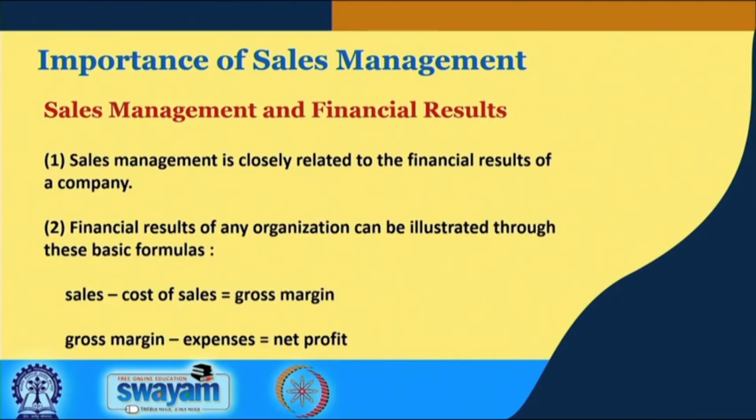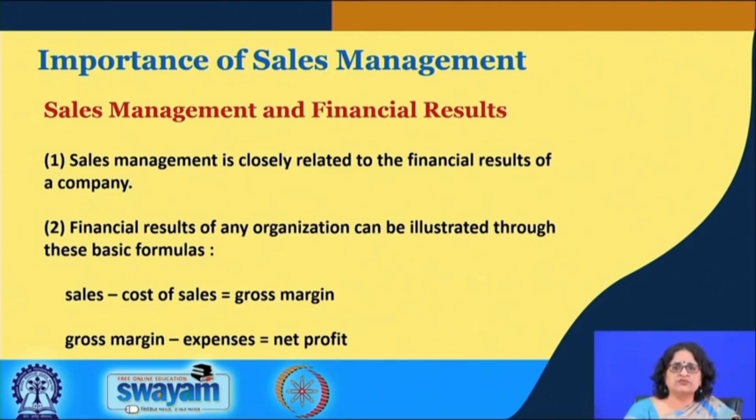Now, talking about the importance of sales management, sales management contributes directly to the financial results of a company. The financial results of a company are actually illustrated through two formulae. One where we talk about gross margin, and two where we talk about net profit. So what is gross margin? Gross margin is the sales minus the cost of goods sold, or the cost of sales. And once we get the gross margin, if we subtract the expenses, which here means the selling expenses, what we get is net profit.